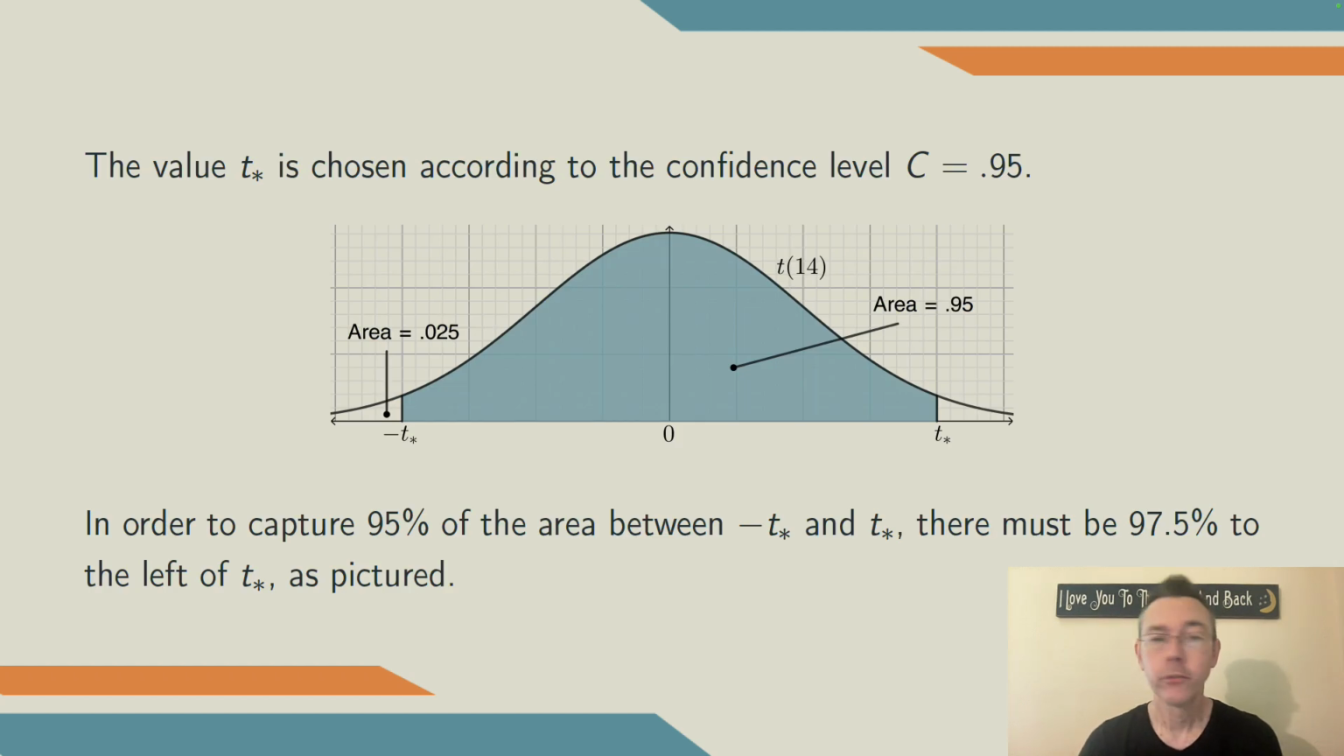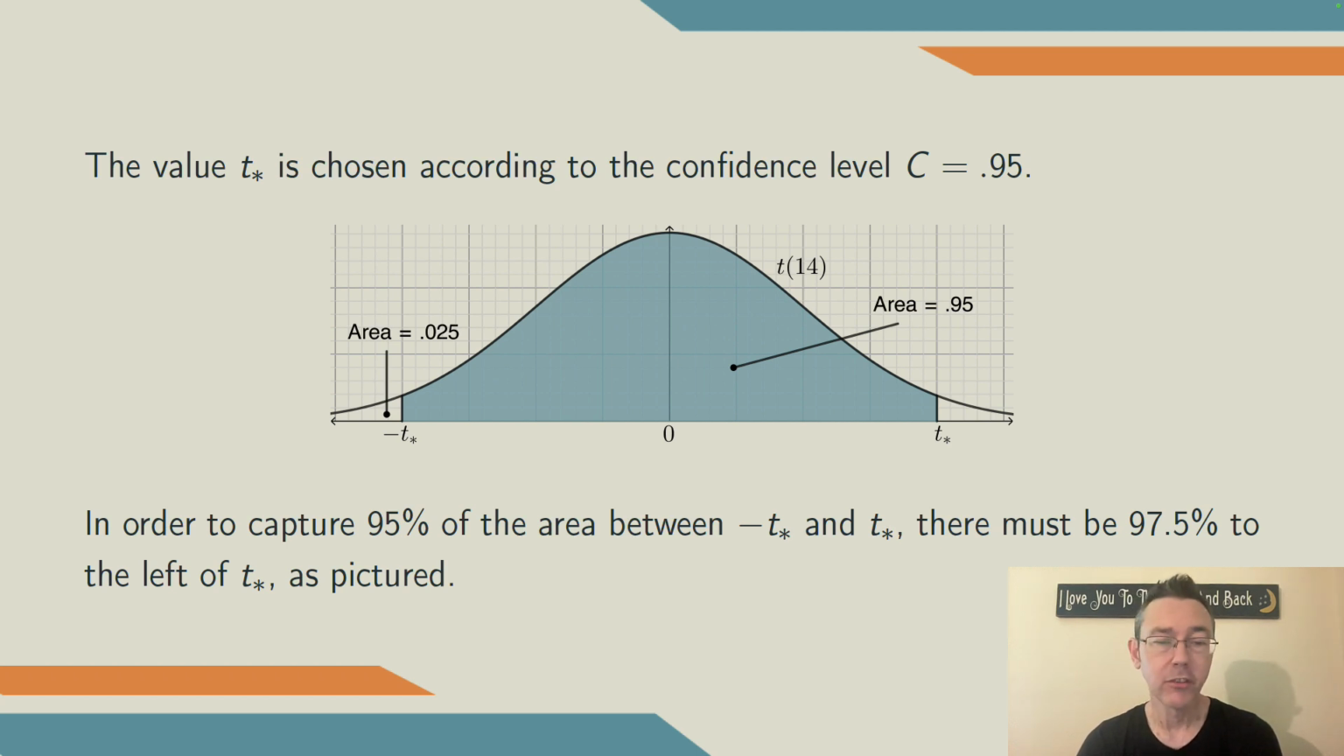The value t star is chosen according to the confidence level c equals 0.95, using this picture. So here I've drawn two values, negative t star and positive t star. Those are the things I'm trying to find. And they're supposed to be capturing 95% of the area under the graph of t of 14 in between them. Here I'm using t of 14 because the sample size was 15. Fundamentally, this is going to be an inverse calculation in the t-distribution with 14 degrees of freedom because we're given a probability or an area and we need a value back.